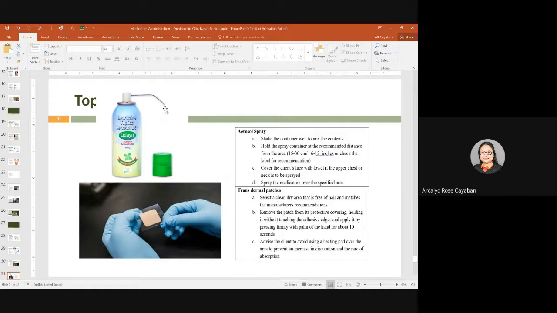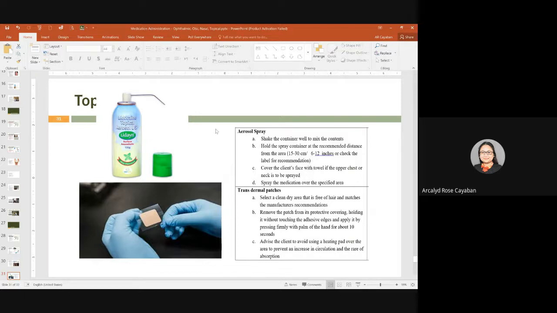You can see the tip of this aerosol. Hold the spray container at a distance of at least 15 to 30 centimeters or 6 to 12 inches. And of course, you have to check the label for any recommendation. Depending on the manufacturer, sometimes the distance will be too far or sometimes they will recommend to be near. But as a basic knowledge, we have to keep it between 6 to 12 inches or 15 to 30 centimeters.